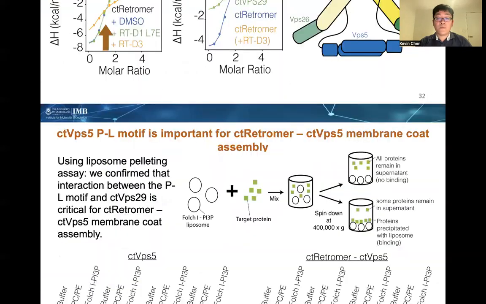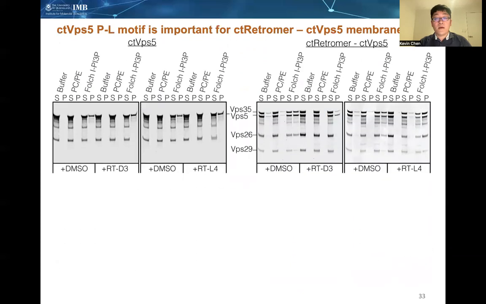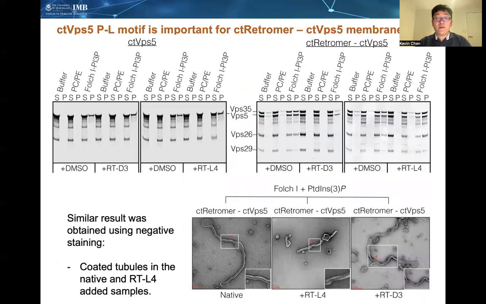indicating that the PL motif on VPS5 plays a role in the interaction with retromer. And we did not just do this in solution; we also did the liposome pelleting assay to confirm the same thing. With the addition of the cyclic peptide D3, we lose the retromer-mediated interaction and only see VPS5 pelleted down on the liposomes. We also looked at tubulation, but the result is a bit unclear, because in the presence of different cyclic peptides we can still see tubulation. It makes sense in a way, because tubulation occurs through VPS5, which contains the PX domain, and not the retromer.